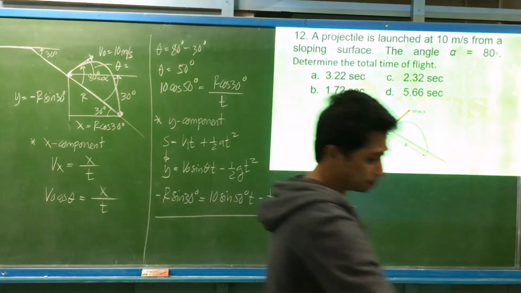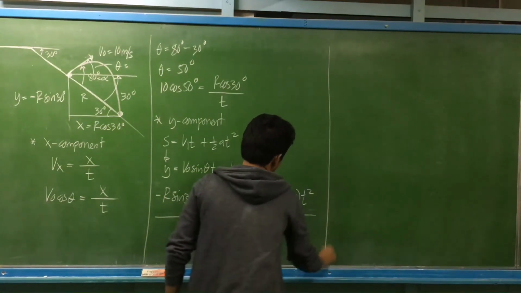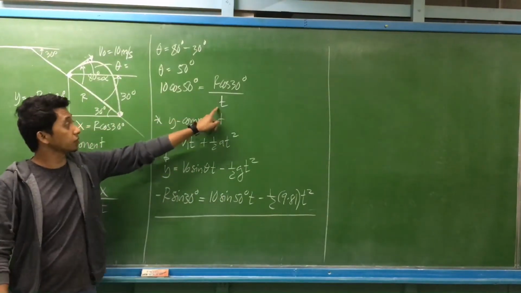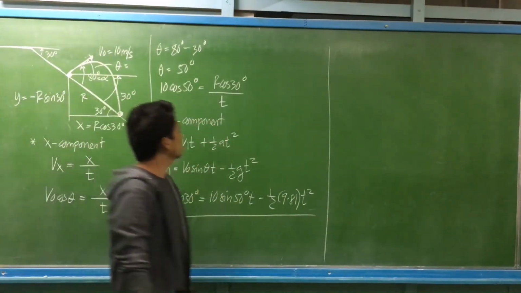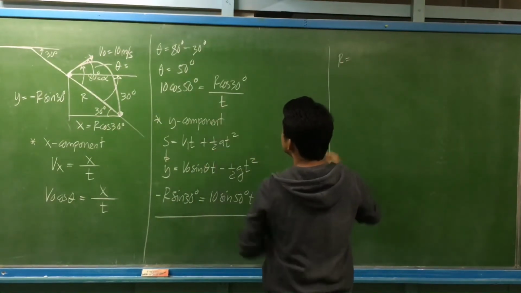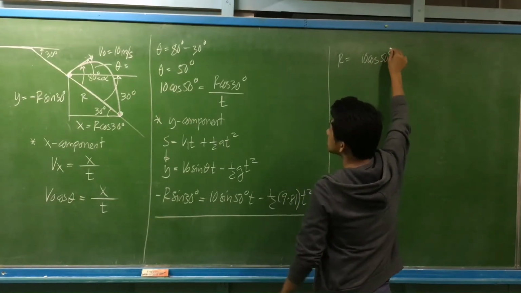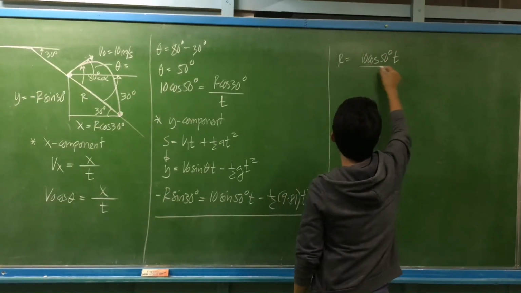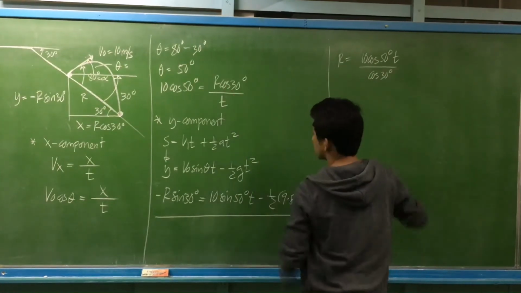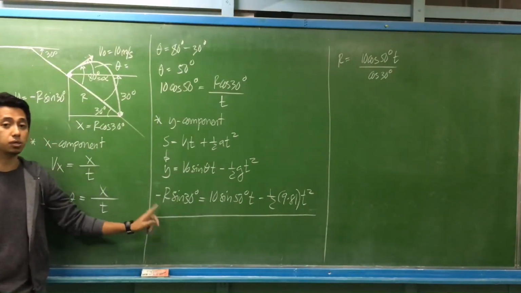So, how do we solve for time? Maybe we can express the value of r in terms of time from the first equation. So the value of r is equal to 10 cosine of 50 degrees times the time, divided by cosine of 30 degrees. Then we substitute this value of r to our second equation.